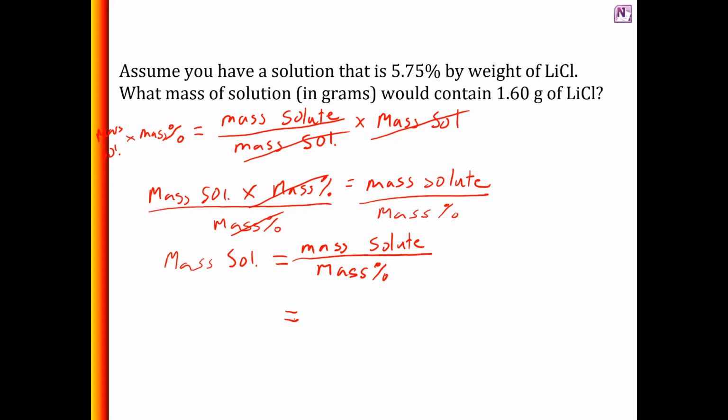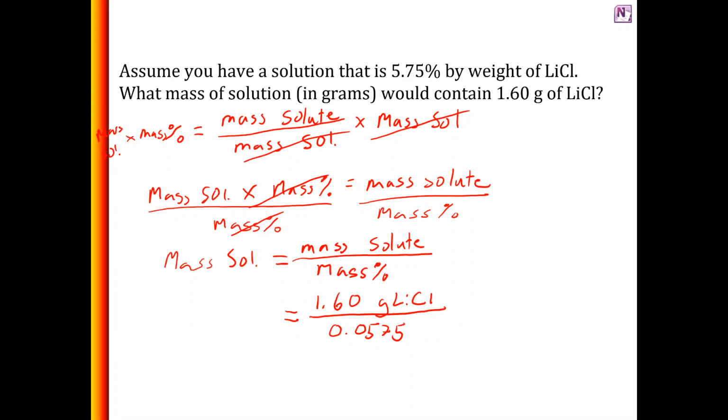So this becomes equal to 1.60 grams of lithium chloride over, now since we're using a percentage in math, we need to convert this to a decimal. So we need to say, instead of 5.75, we'll say 0.0575. So just convert your percentage to a decimal.